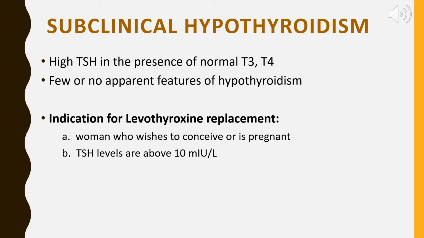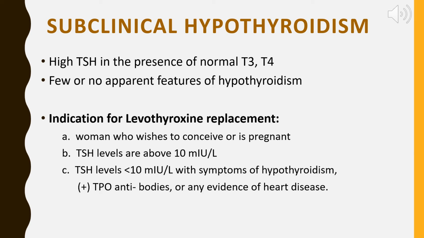Otherwise, when the TSH level is below 10, a trial of treatment may be considered when the patients have suggestive symptoms of hypothyroidism, positive TPO antibodies, or any evidence of heart disease. It is important to confirm that any elevation of TSH is sustained over a 3-month period before treatment is given. Treatment is administered by starting with a low dose of levothyroxine with the goal of normalizing the TSH. If levothyroxine is not given, thyroid function should be evaluated annually.